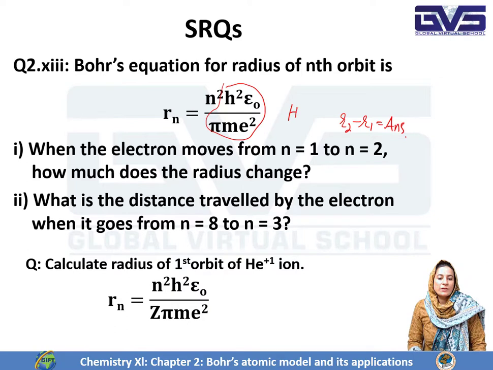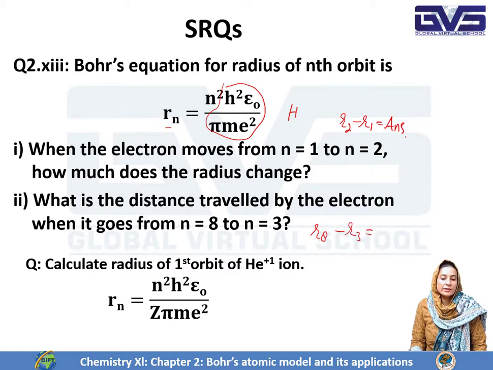What is the distance traveled by the electron when it goes from n2? So in this case you have to first calculate r8 and r3, find the difference, and you will find the answer. Here is a question for you, for your understanding. If you have understood the calculation and expression of the radius, then you can easily find it out. Let me explain it for you.